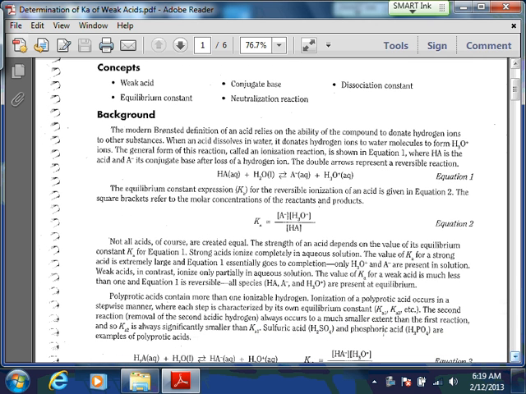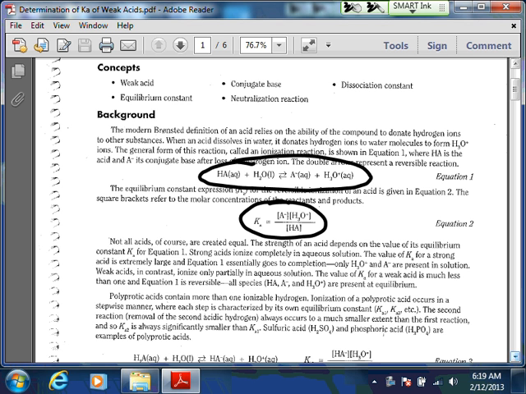The background here basically shows the typical acid reaction in water. Okay, so you got this equation right here. Now, the Ka expression for this obviously is going to look like this. Okay, products over reactants. We know that. What we are trying to do in this lab is we are trying to figure out the Ka of the weak acid. Okay, so here's the strategy.